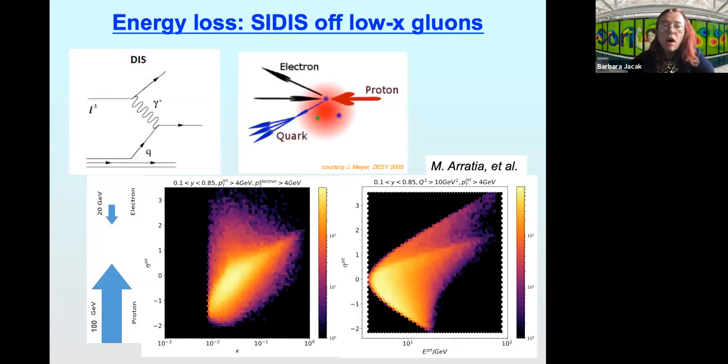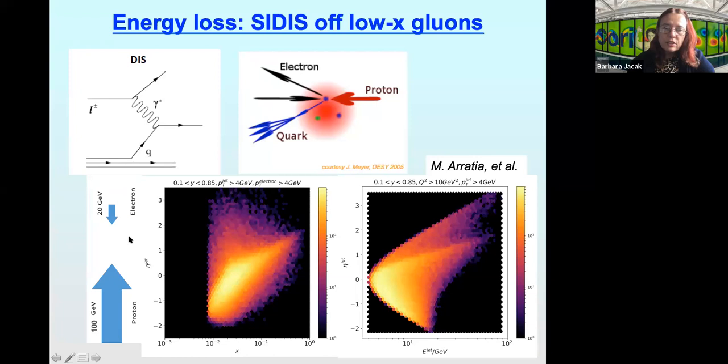Now turning to energy loss, we actually have a great opportunity to characterize cold dense QCD matter with semi-inclusive DIS off of low x gluons. You can imagine that if you have an electron-proton scattering, this is what we're kind of used to, that the quark flies off in the proton direction. But if you're looking at very, very small x, it's more like a fixed target experiment, and then your quark and its remnants go off actually into the electron-going direction.